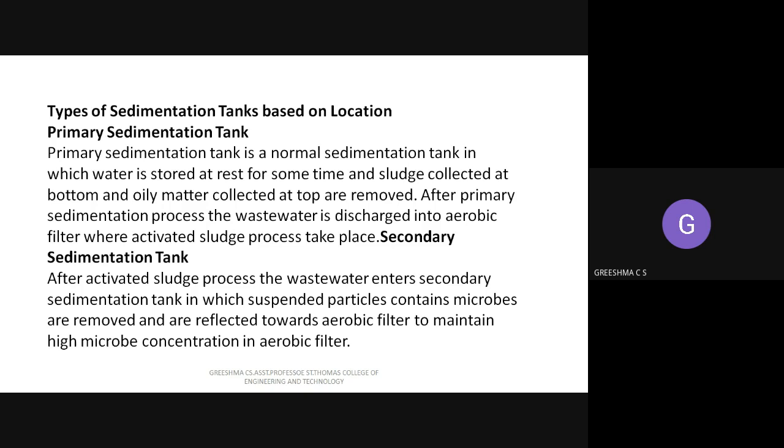So that water will have a lot of microbial content, organic matter, or you can say pathogens will be there. These pathogens will be removed by providing a sufficient amount of oxygen and other microbial treatment.